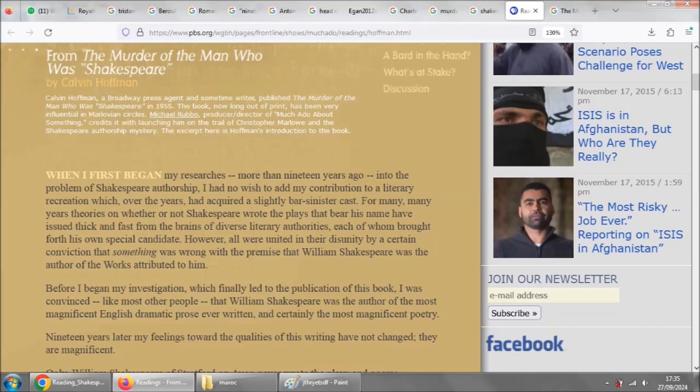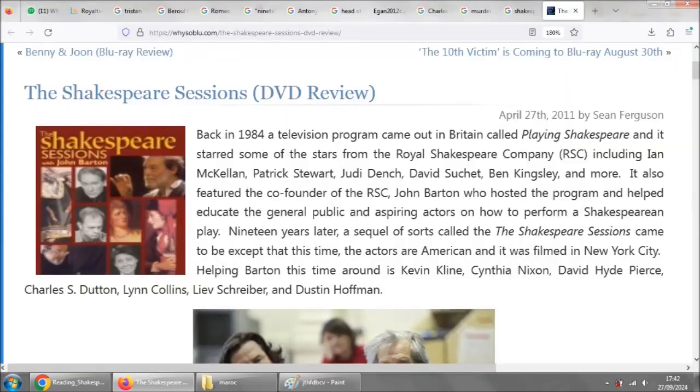It's the same group. So, for example, Madame Shakespeare, the Shakespeare Sessions. You could read this. Back in 1984, a television program came out in Britain called Playing Shakespeare, and it starred some of the stars from the Royal Shakespeare Company, including Ian McKellen, Patrick Stewart, Judi Dench, David Suchet, Ben Kingsley, and more. Famous people in England at the time. It also featured the co-founder of the RSC, John Barton, who hosted the program and helped educate the general public and aspiring actors on how to perform a Shakespearean play.